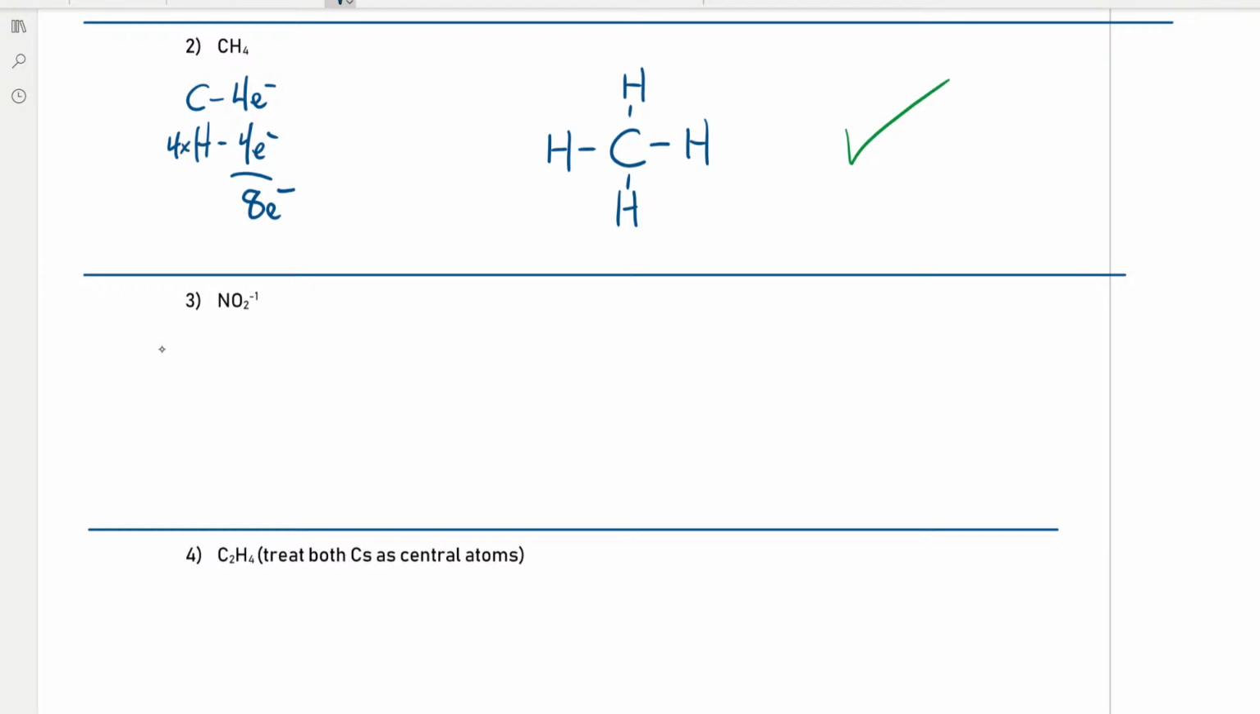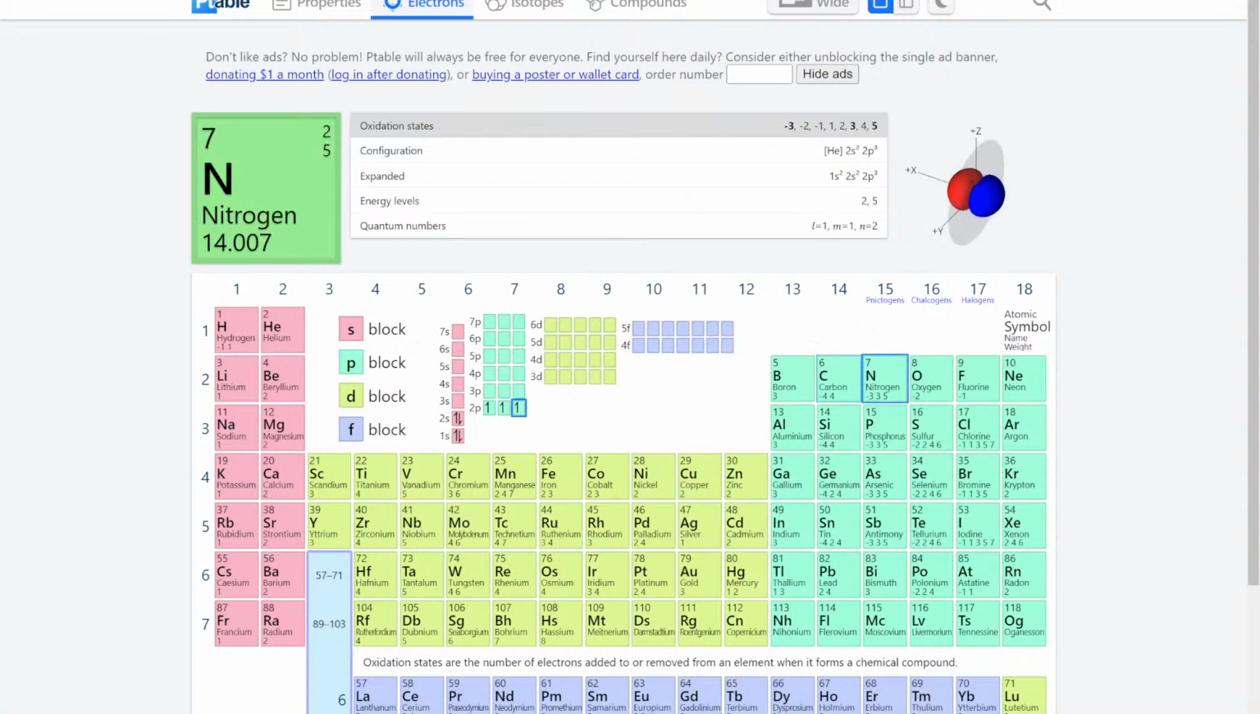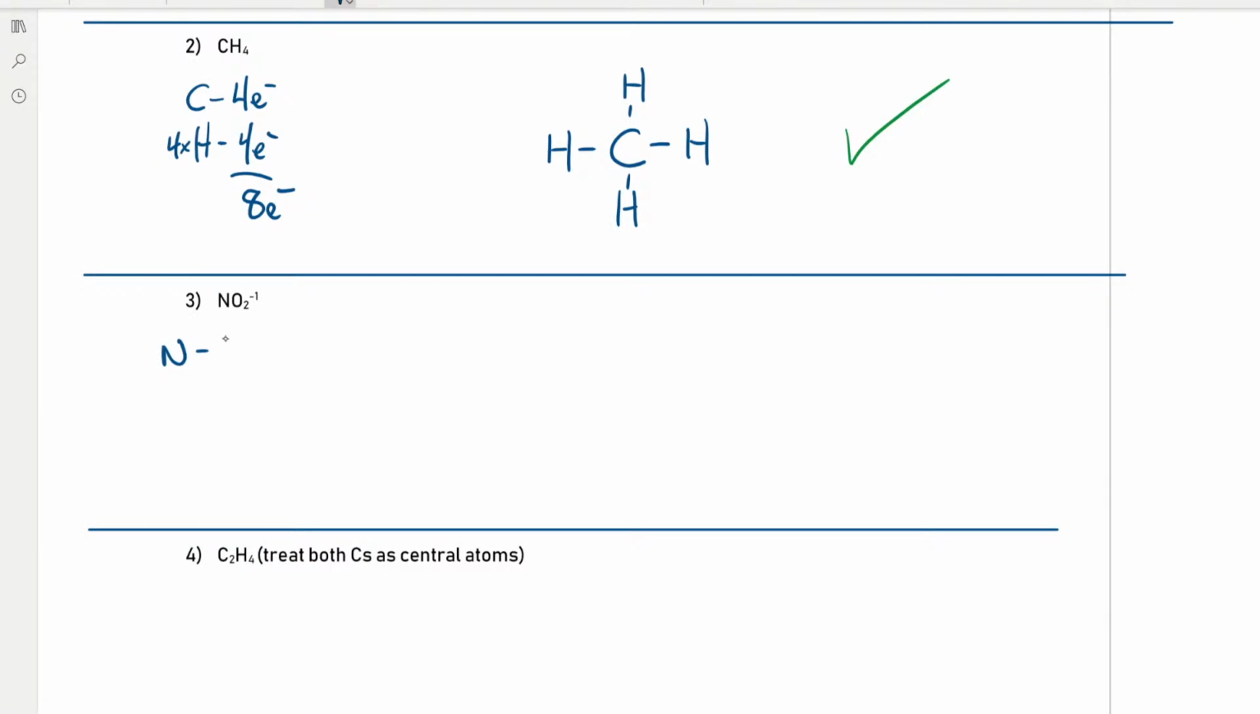Let's count this as well. Nitrogen will give us 1, 2, 3, 4, 5 electrons in its valence shell. And 2 oxygens will give us 2 times 6 is 12. And the charge is going to require 1 more electron for a total of 18.